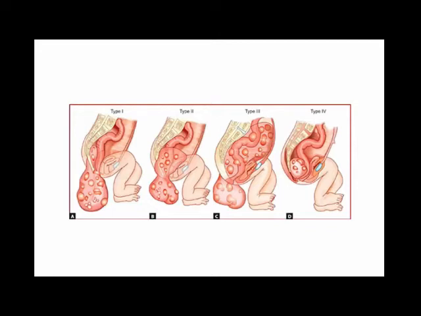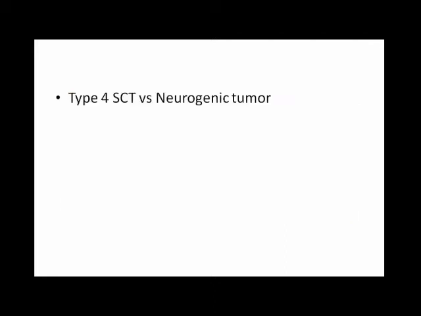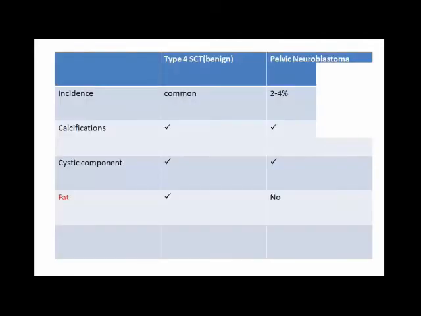So in these first 3 types, ma'am, it is easy to differentiate it from other lesions like neuroblastoma and RMS, because it is very rare for them to have an extrapelvic component. Okay, I got that. So there will be a need to differentiate type 4 sacrococcygeal teratoma from a neurogenic tumor like neuroblastoma. These are the few differences that I could make, ma'am. The incidence of sacrococcygeal teratomas in the presacral region is more common, whereas in the case of pelvic neuroblastoma, the incidence is only 2 to 4%, ma'am.